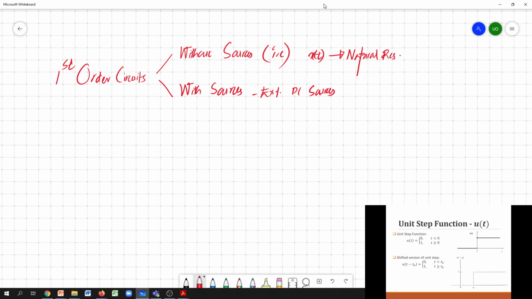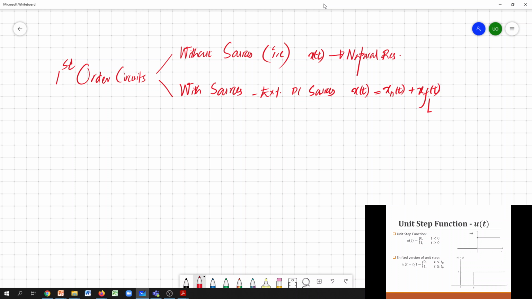Our discussion is first limited to a set of DC sources. We have a DC voltage source or DC current source in the circuit. This external source basically pumps energy to drive the circuit. In that case, in general, if you have energy storing elements like capacitors and inductors in the circuit as well, the ultimate response is a sum of these two: the natural response and the forced response.